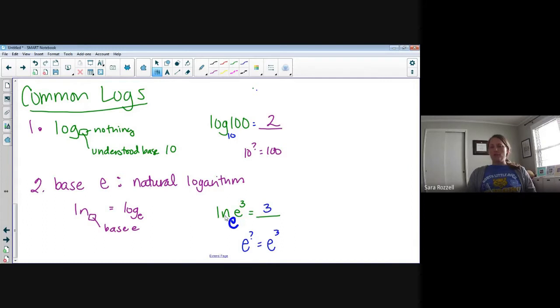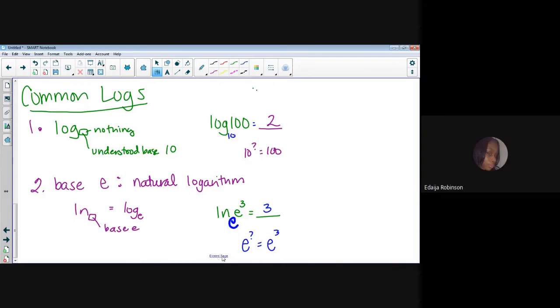You just had to know when you were solving that problem that you have to put the e there. So when you see ln, you have to put an e. When you see log without a base, you have to put a 10. Any questions on the common logarithms and what you need to plug in for your subscripts? We good there? Thumbs up, maybe?